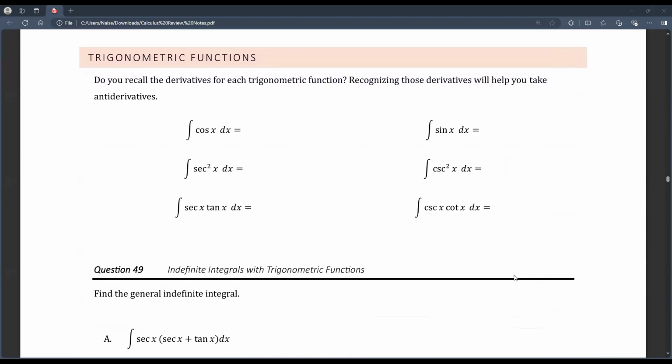You should recall the derivative rules for the 6 trigonometric functions. This can help you take antiderivatives. For example, since the derivative of sine is cosine, the antiderivative of cosine is sine. If you know these derivatives well, then you are in a great position to take antiderivatives. Make sure to have these rules memorized before moving forward.